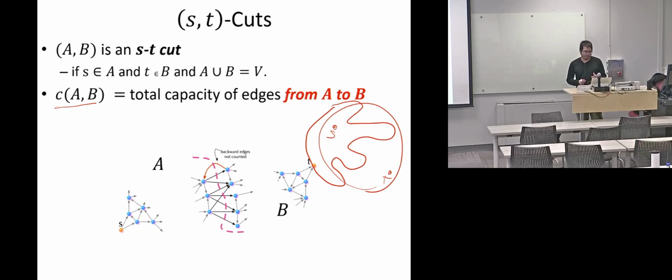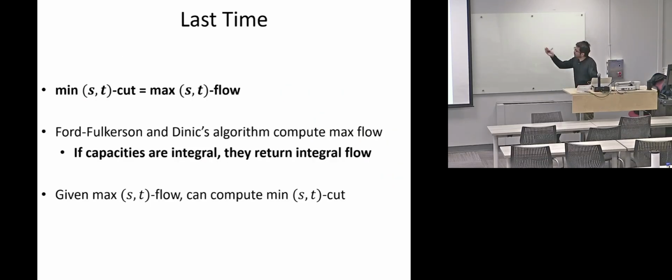Also, you can prove that the min S-T cut can be taken to be connected. But right now the concept of an S-T cut is just really any set A containing S and not T. And you saw last time that min S-T cut and max S-T flow have the same value. That's the max-flow min-cut theorem.